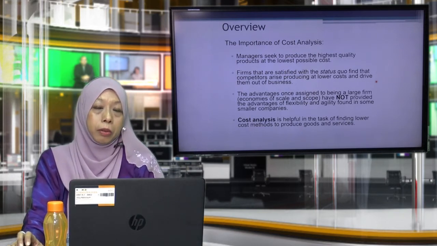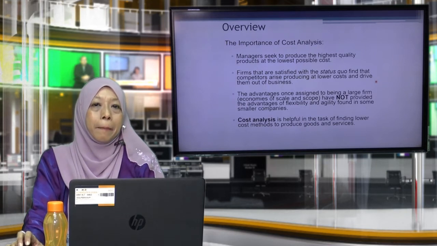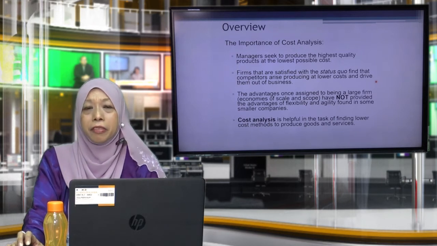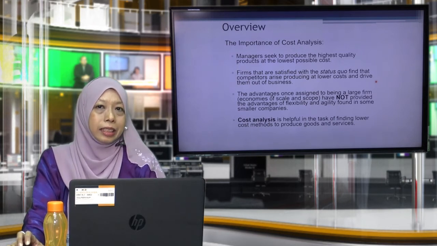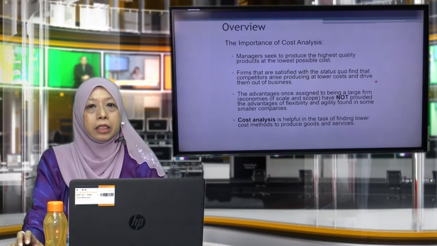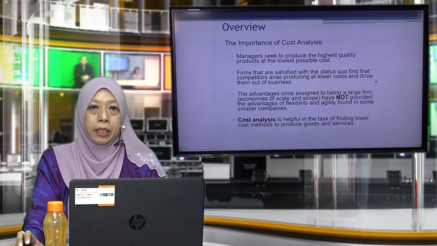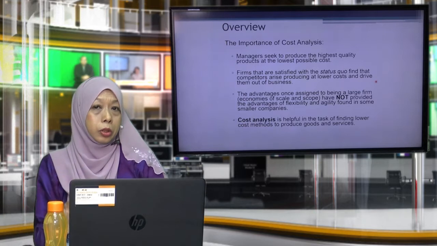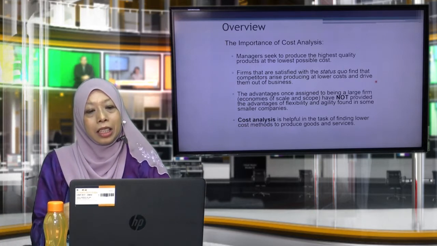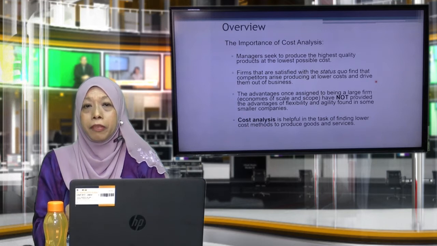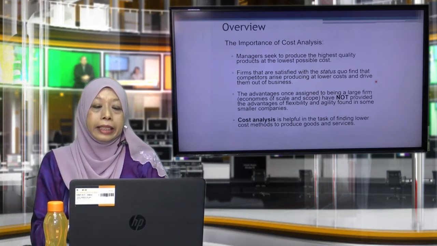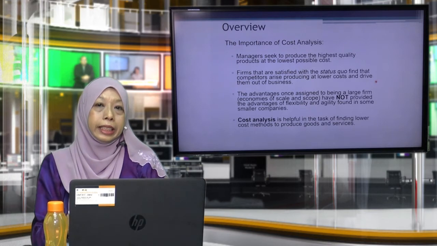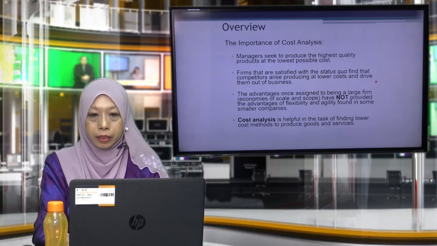Now, this chapter can be divided into three main topics. For the first part, we're going to look at the measurement of cost, or the nature of cost. We're going to see how economists define cost. The second part would look at the cost of production in the short run. Remember that in the previous chapter we looked at production in the short run, so in the cost chapter we're going to try to understand what cost is involved when a firm produces in the short run. And the last topic would be looking at the cost of production in the long run.